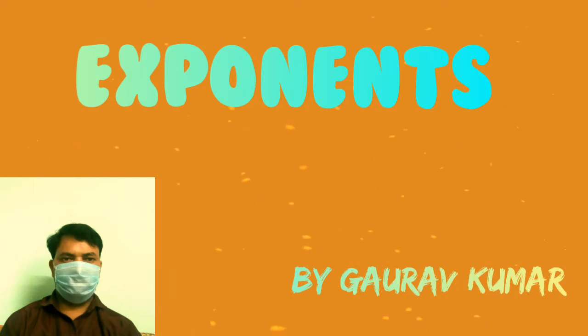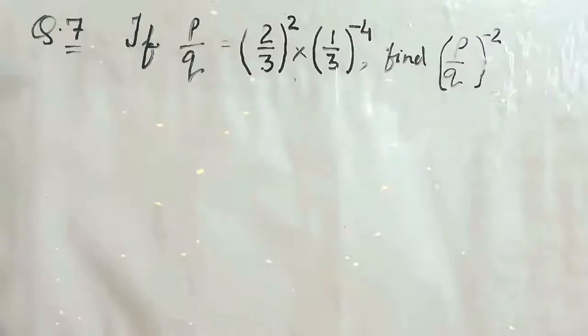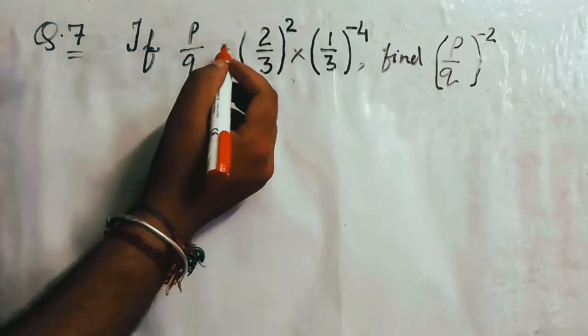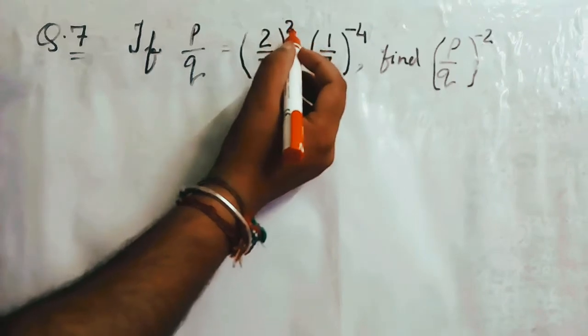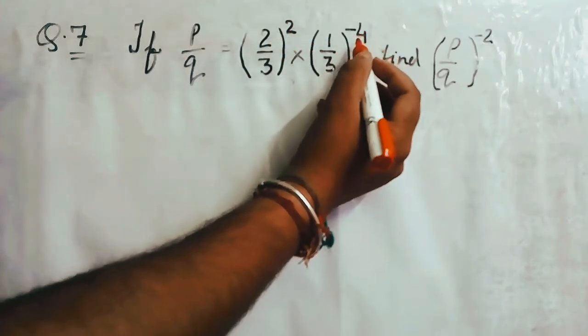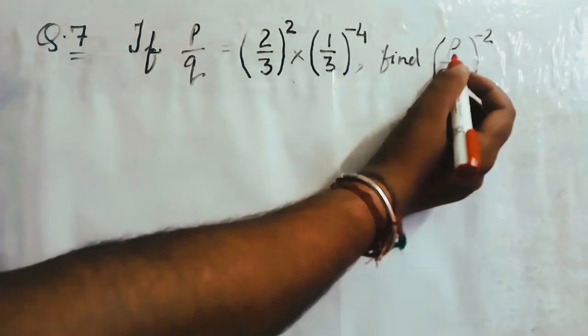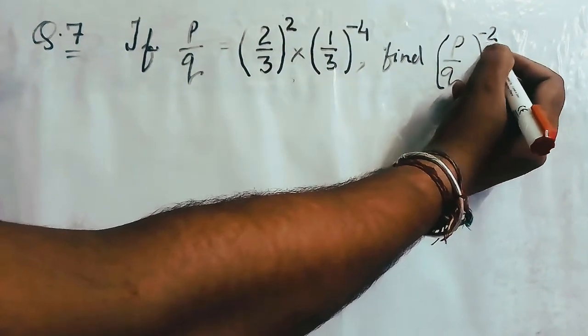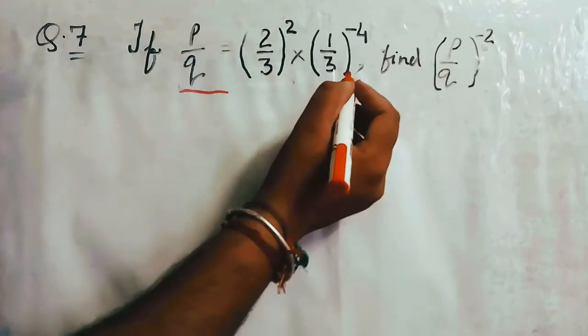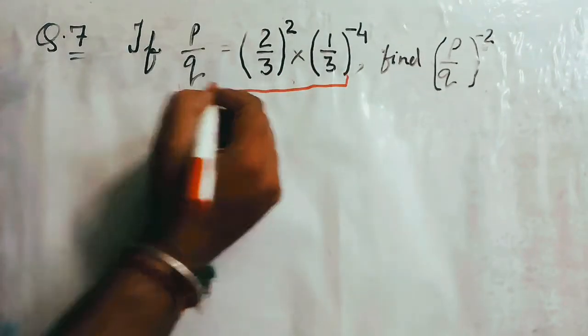Namaste everyone. Today I am going to discuss a few more questions of exponents. My first question is, if P upon Q equals (2 upon 3) whole raised to power 2 multiplied by (1 upon 3) whole raised to power minus 4, find the value of (P upon Q) raised to power minus 2. So first of all we have to simplify the first part.